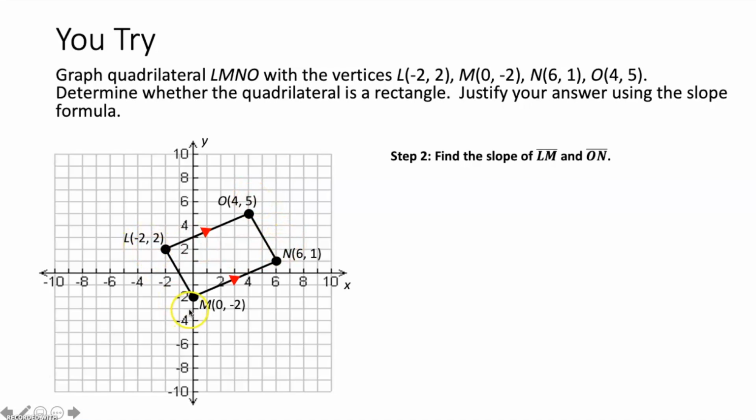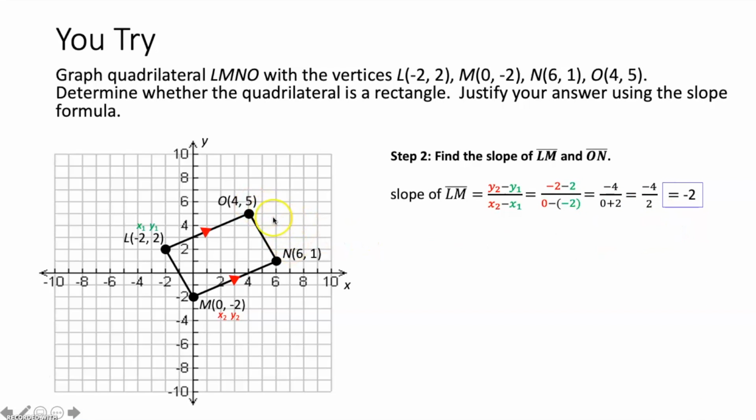So let's find the slope of segment LM first. We choose one of the points to be x sub 1, y sub 1, the other one to be x sub 2, y sub 2. Plug in the coordinates to the corresponding spot in the slope formula and simplify. Negative 2 minus 2 is going to give you negative 4. 0 minus negative 2 is the same thing as 0 plus 2, which is 2. Negative 4 over 2 then simplifies to negative 2.